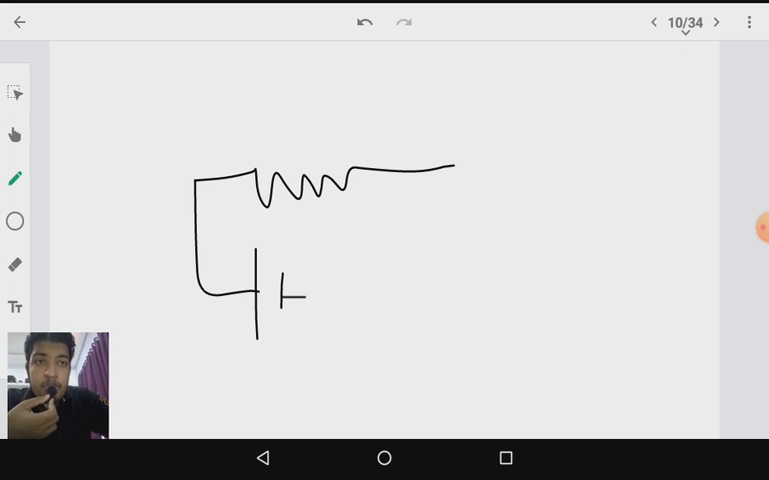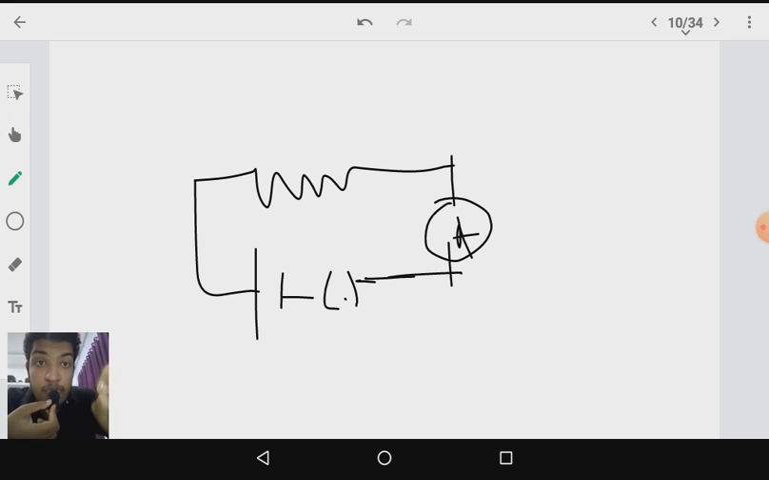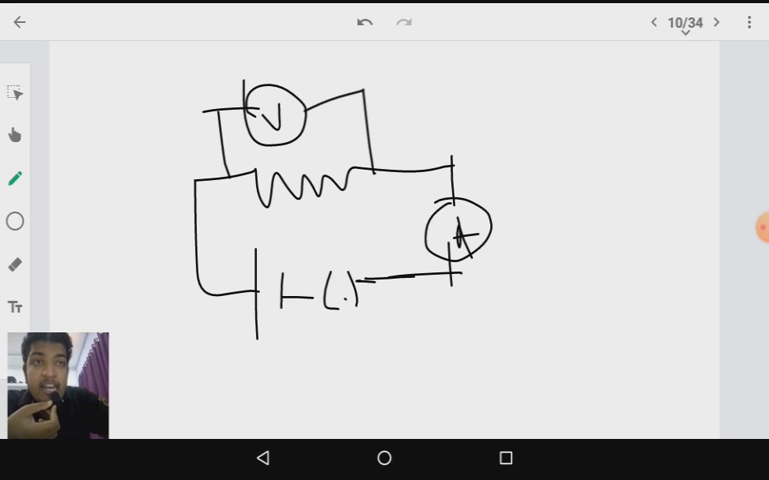and now we are going to connect it to a cell and a switch. Always remember that the ammeter is connected in series with the resistor. That means you can connect it like this. However, a voltmeter should always be connected in parallel with the resistor. So now the circuit is complete, the current will flow, and you can see the deflection in the ammeter as well as a deflection in the voltmeter.